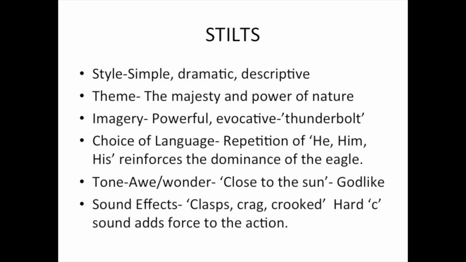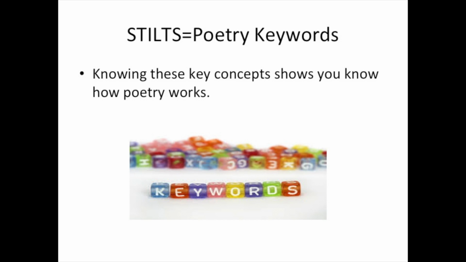The choice of language, for example, the repetition of he, him, and his, reinforces the total dominance of the eagle in his setting. The tone of the poet is one of awe and wonder. Finally, the alliteration is used to create some interesting sound effects. For example, when the bird clasps the crag with crooked hands, the hard C sound adds force to the action. So there you see how using the poetry keywords can really demonstrate your understanding of how poetry works.